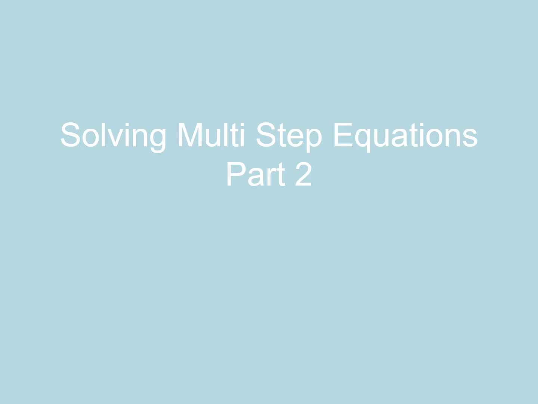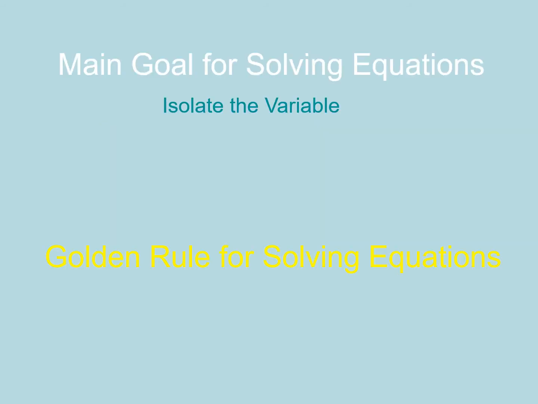All right, so this is the second lesson for this week. We're going to go ahead and continue on with multi-step equations. And the main goal is to isolate that variable, get that variable all by itself, and solve for what the value of that variable is.